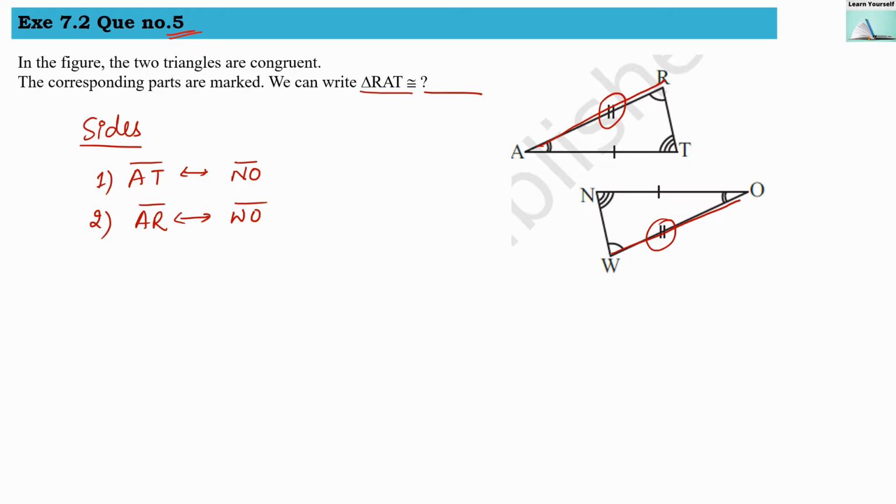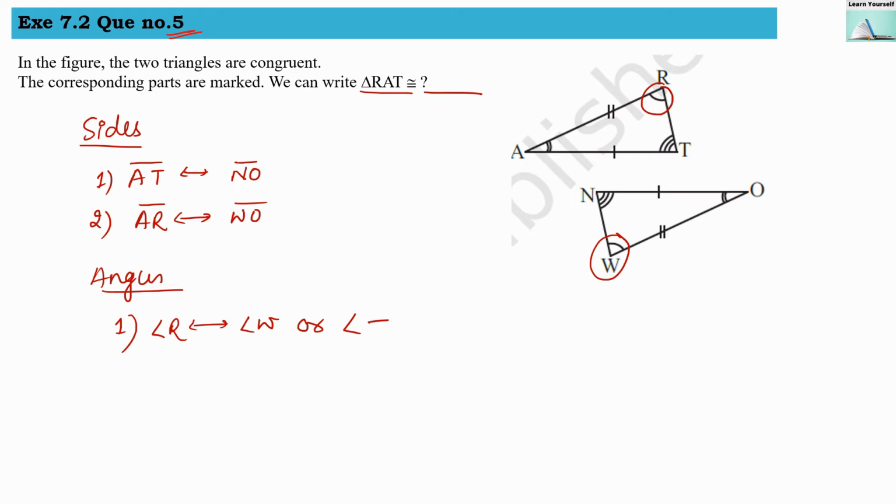Now we are talking about angles. The first angle we are talking about, let us take this one. With one corner angle that is R and here one corner angle that is W. So angle R is in correspondence with angle W, or we can write the full name of the angle, that is angle TRA is in correspondence with NWO. Then second, two corner angles, that is A and O. So angle A is in correspondence with angle O. And the last one, angle T is in correspondence with angle N.